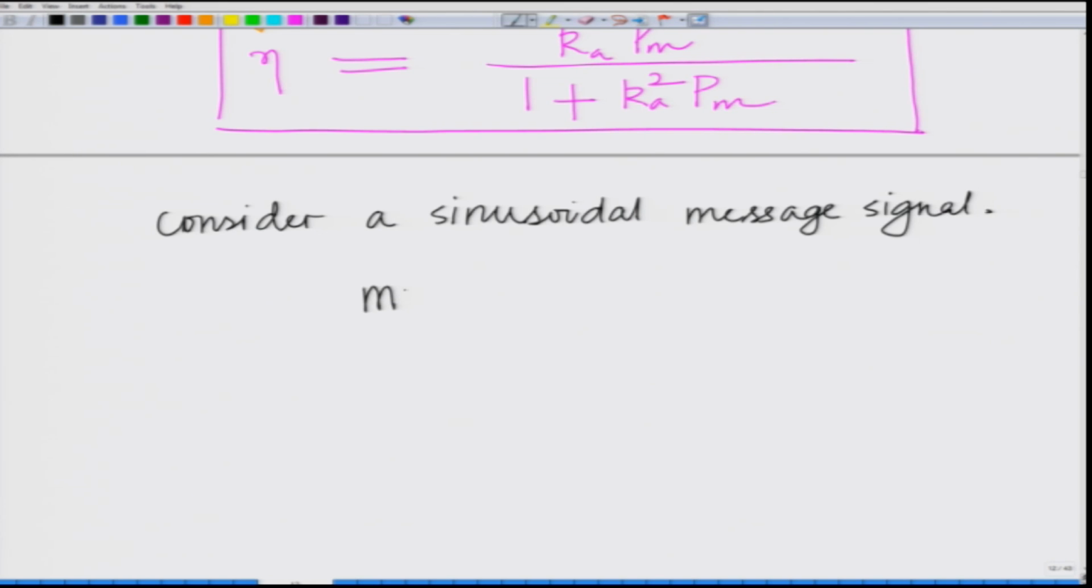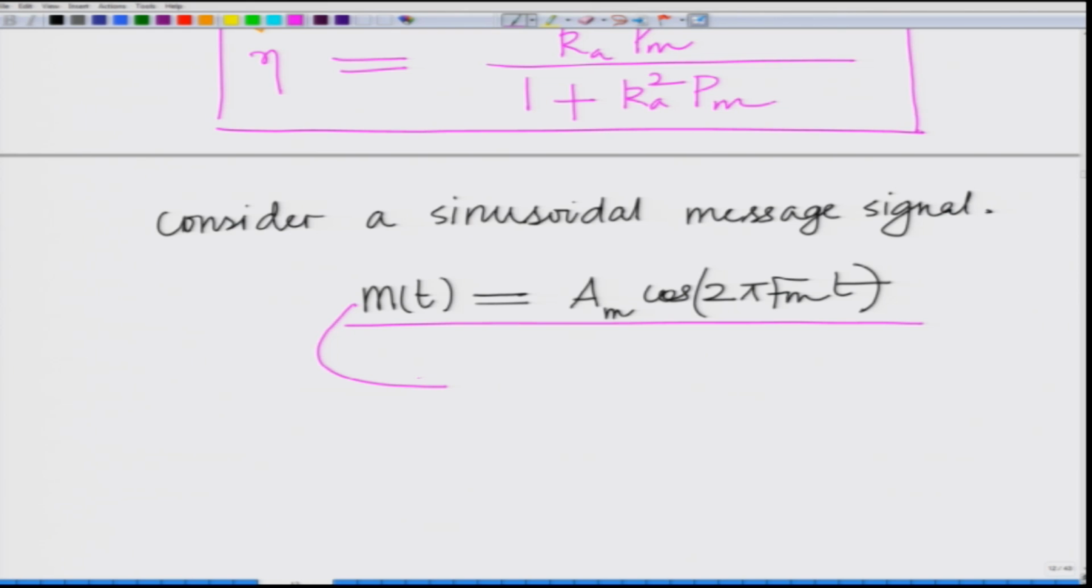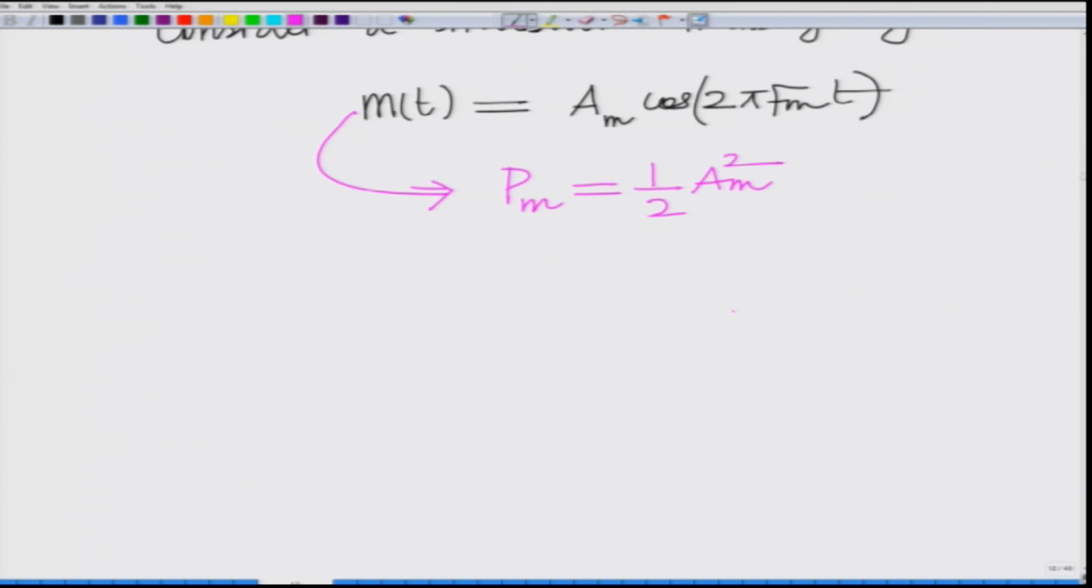Consider a sinusoidal message signal m(t) equals Am cosine 2 pi fm t, all right. This is our message signal with amplitude Am. Therefore, this implies that the power of the message signal Pm equals half Am square. This is the power of the message signal.